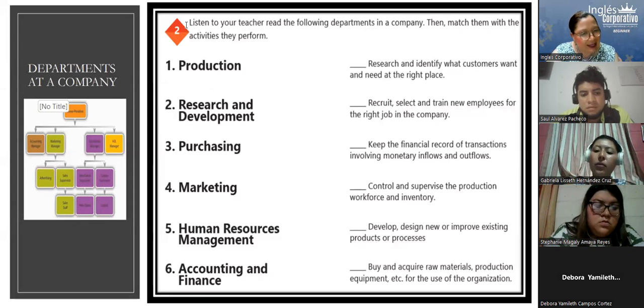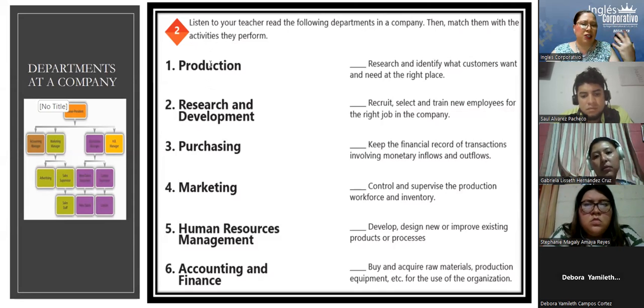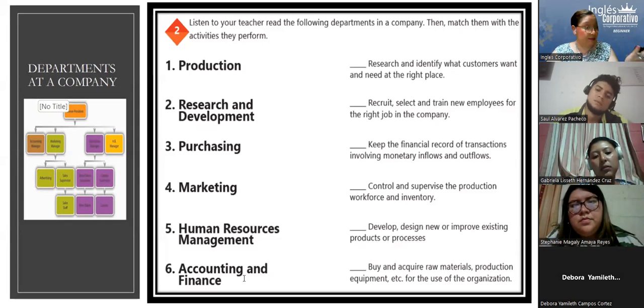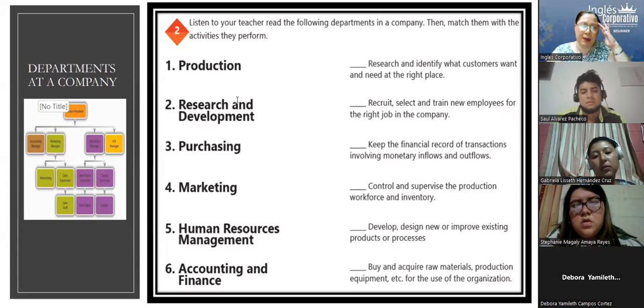So let's do this activity, okay? But first of all, think about the departments that are in your company, okay? What departments are in your company? Do you have a production department? Do you have a research and development department? Do you have a purchasing department? A marketing department? Is there a human resources management? Do you have an accounting and finance office in your company? Okay, think about what other departments are in your company. What other departments are in your company?